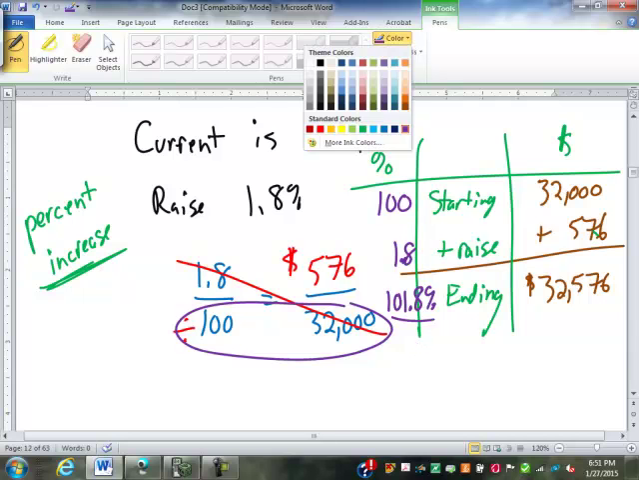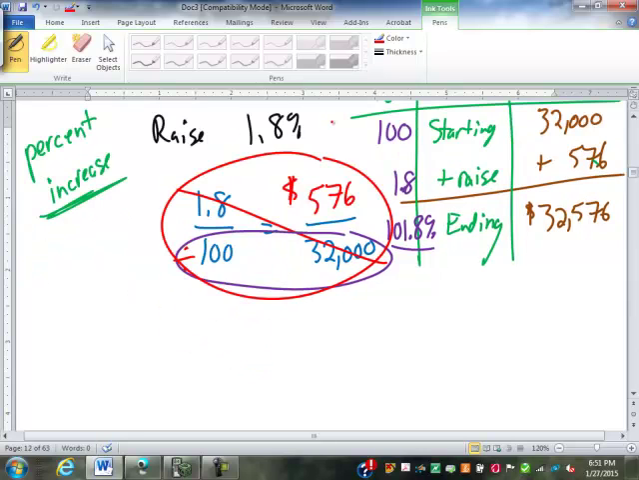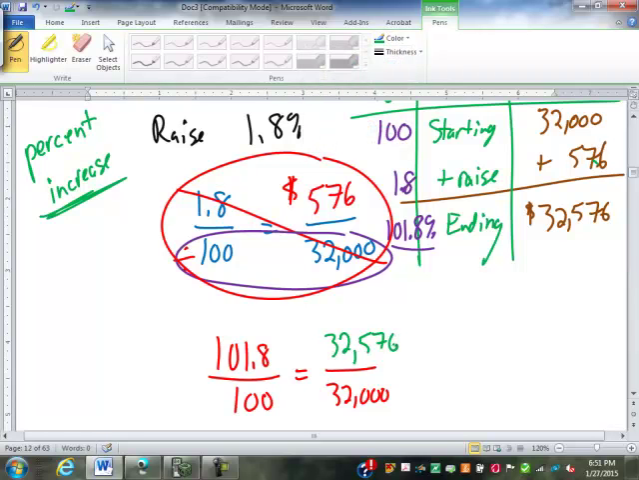So what we could have done there, rather than finding 1.8% and adding it on, we could have just said, hey, a 1.8% raise means we're making 101.8% of what we did before. And we could find 101.8% of 32,000, which will give us 32,576. So it saves us that step of having to add it back on.